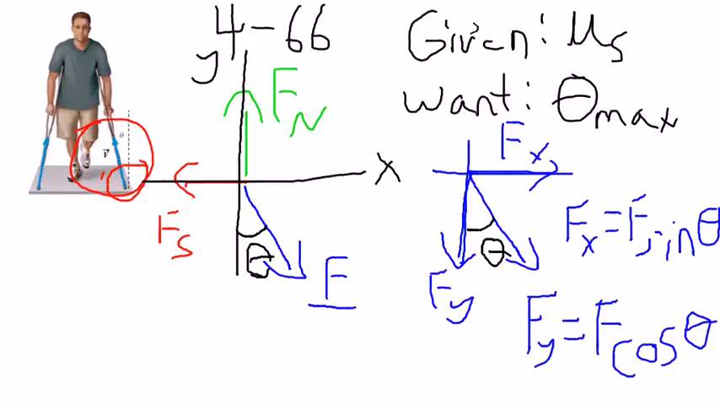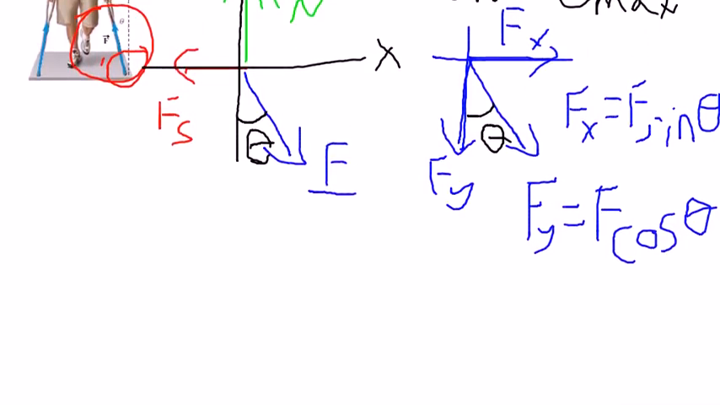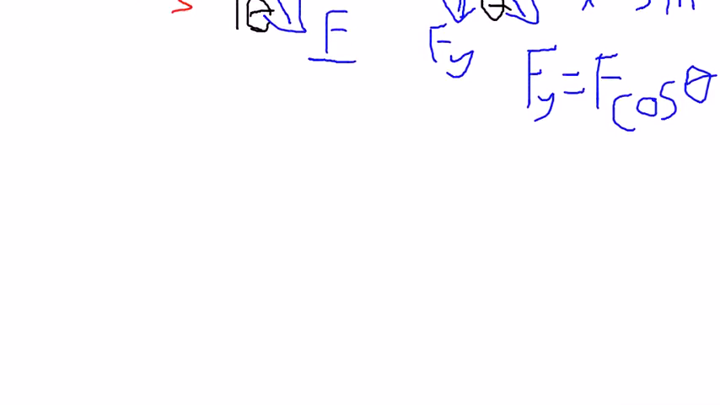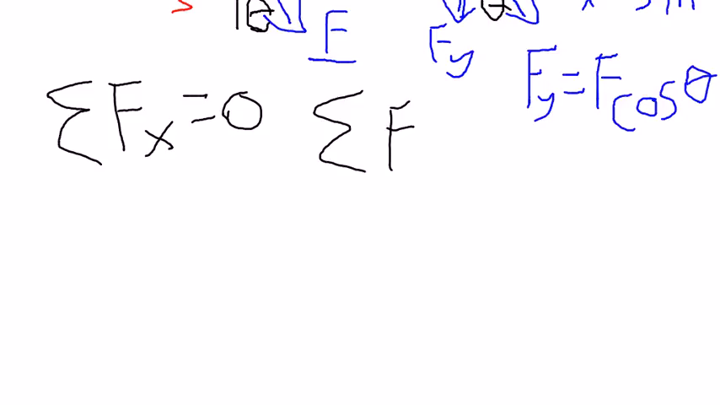So, if we want to look at the sum of our forces, we know that the bottom of the crutch should be in equilibrium. Being in equilibrium means that the sum of our forces in the x direction will be equal to 0, and the sum of our forces in the y direction will also be equal to 0.